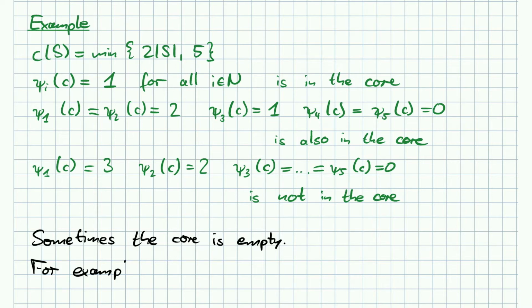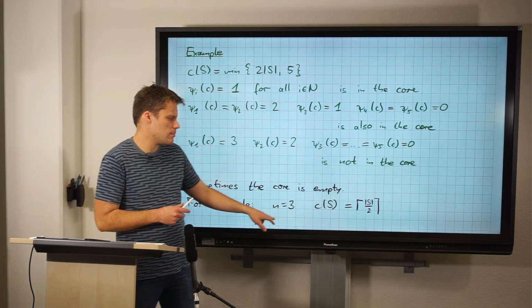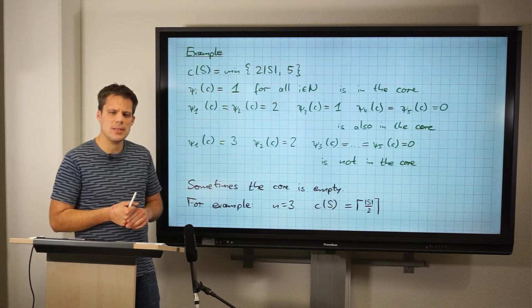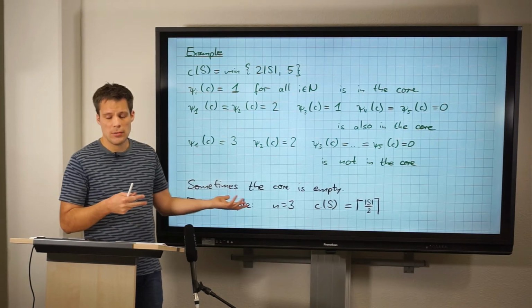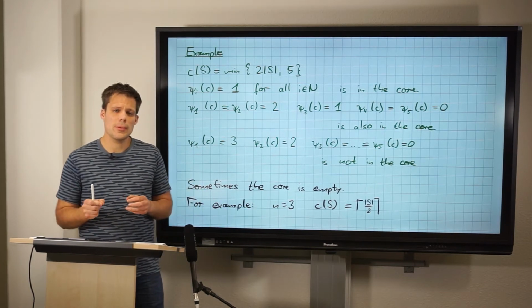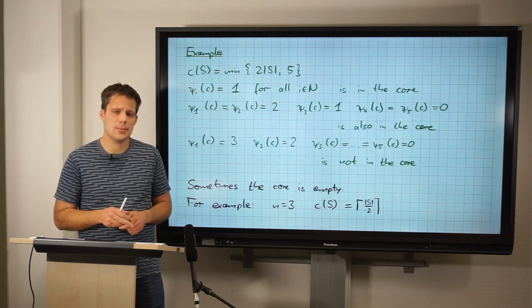When would that be? We could, for example, have 3 agents and the cost for a set of agents would be the cardinality of that set divided by 2 rounded up. So this maybe looks much more fancy than it is supposed to be. This cost function is 0, of course, for the empty set. For sets of cardinality 1 or 2, it will be 1. And for the set of all 3 agents, it will be 2.